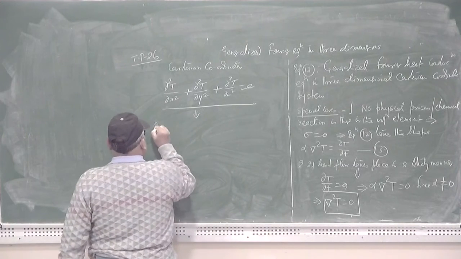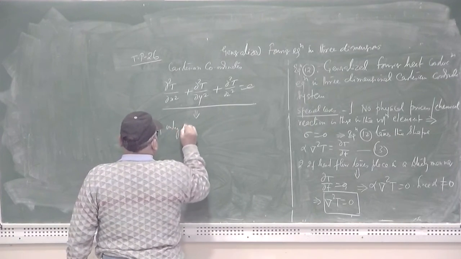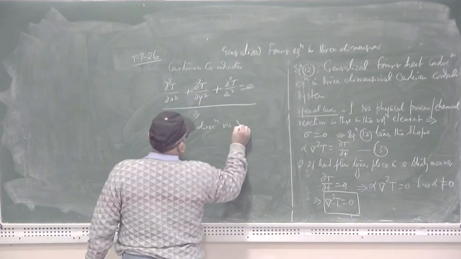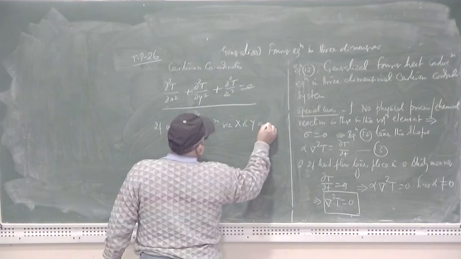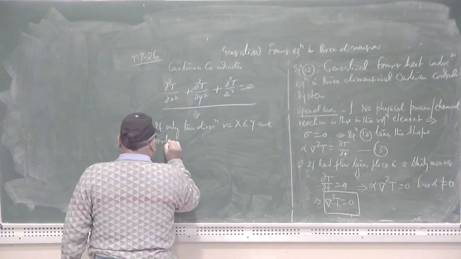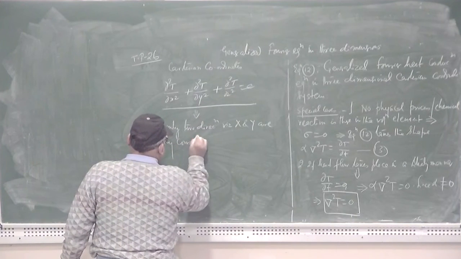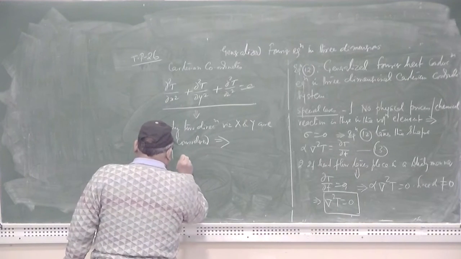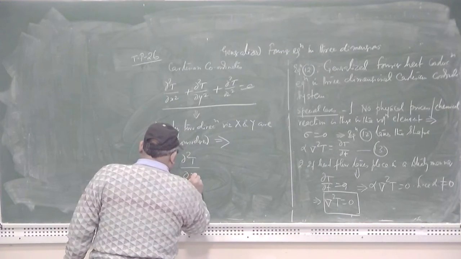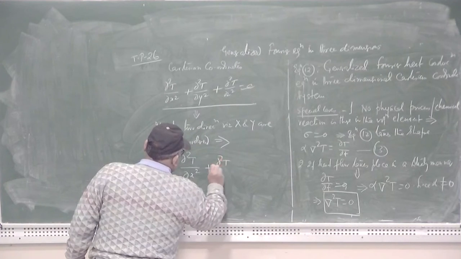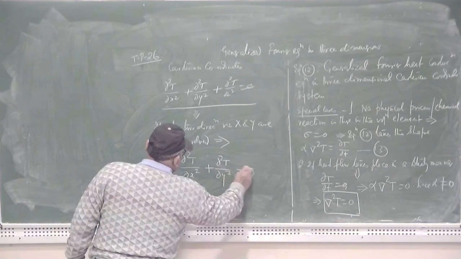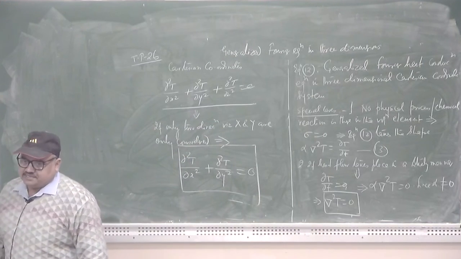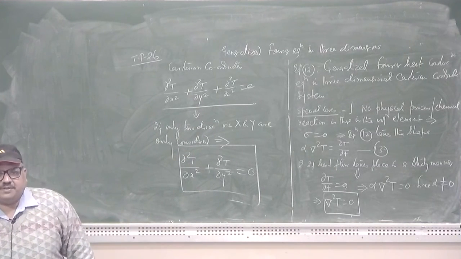So, if only two directions such as x and y are considered, then the shape of the equation is ∂²T upon ∂x² plus ∂²T upon ∂y², that is equal to 0. This equation is well known, the Laplace equation of heat conduction in 2-dimensional cases.